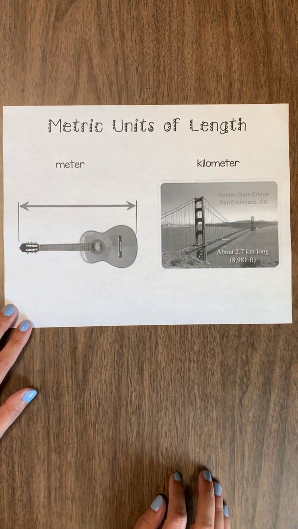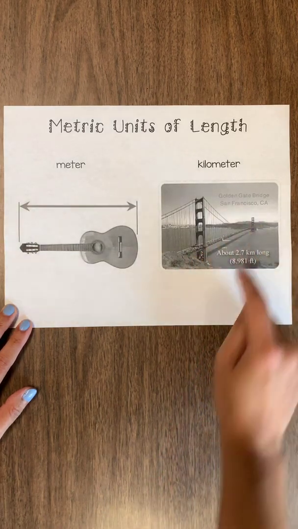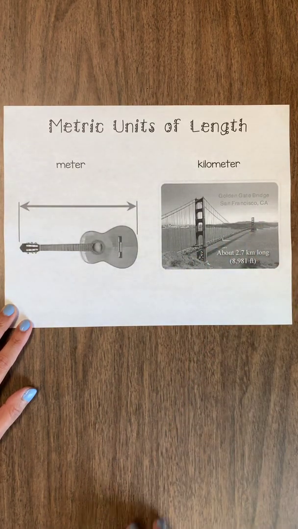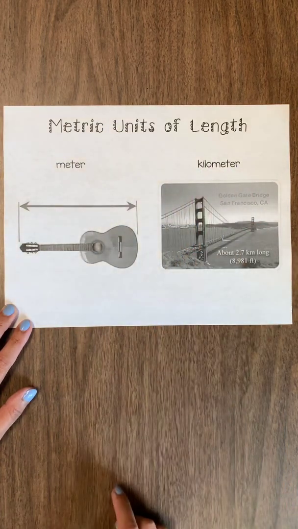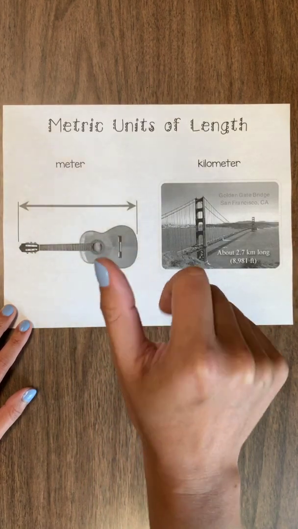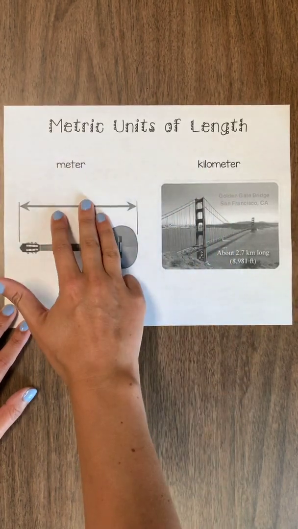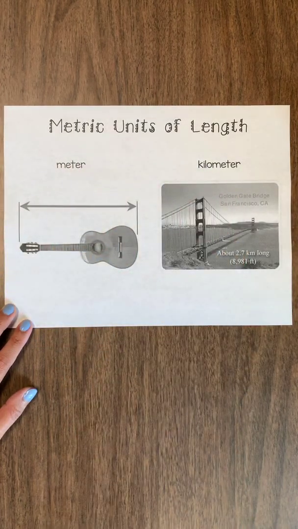That's used for measuring much longer lengths or distances, like a bridge. You might measure the length of a bridge using kilometers. It would make more sense to measure it with kilometers compared to, say, millimeters. So we've got millimeters being our smallest, then centimeters, decimeters, meters, kilometers, in that order from smallest to biggest.